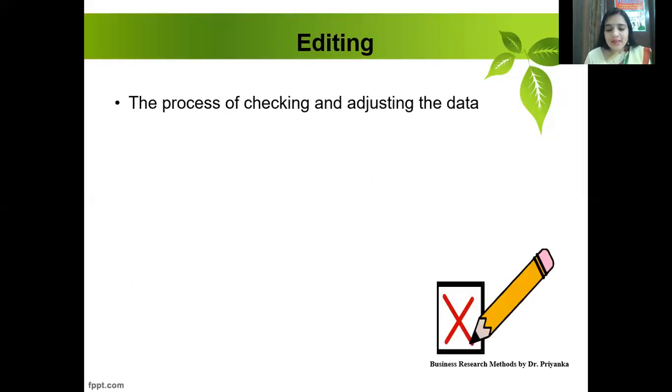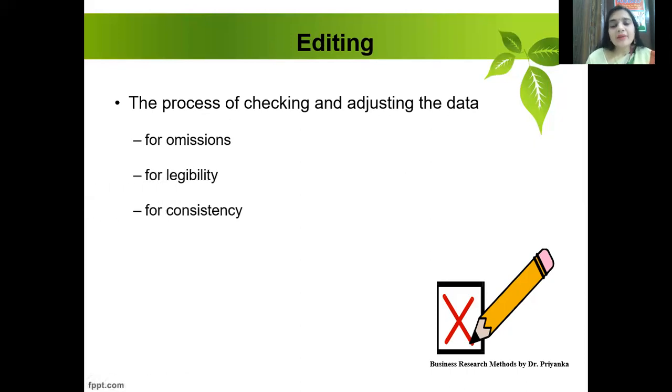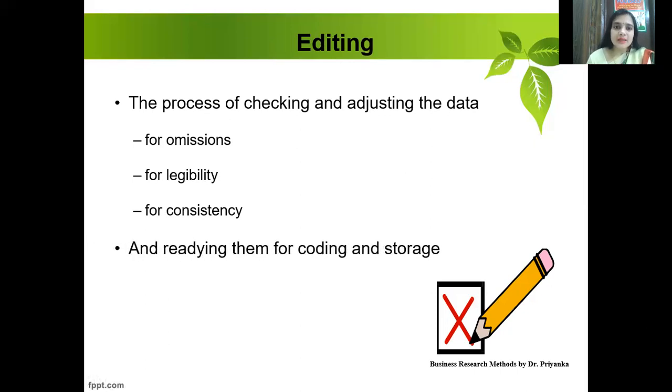Editing is the process of checking and adjusting data for omissions, for legibility, and for consistency, and readying them for coding and storage. So basically, editing is checking the data and then adjusting them accordingly, so as to make them usable for data analysis. And we will be checking the data for three things: omissions.